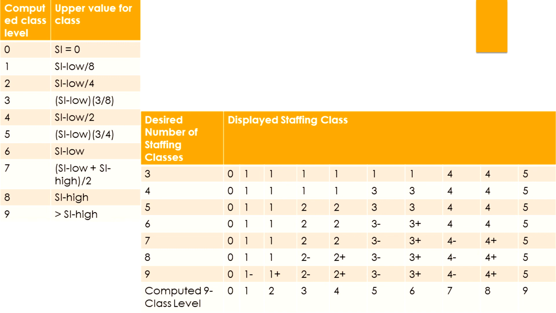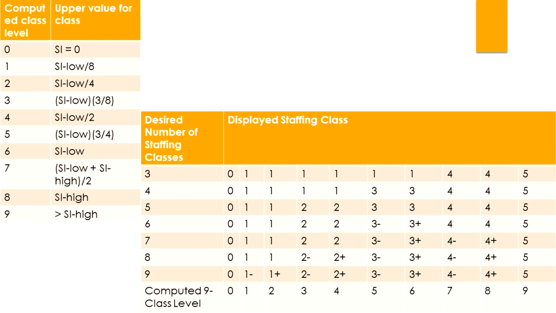The way WIMS uses them is the magic part. It goes in and defines a computed class level, 0 through 9. It takes that staffing index and calls the small one low and the big one high, and then it computes out 10 classes from those 2 breakpoints. So it says anything up to staffing index low divided by 8, so your 90th percentile, for example, is in the computed level of 1, and it does that all the way up to here, such that 9 is anything that's greater than your upper breakpoint.